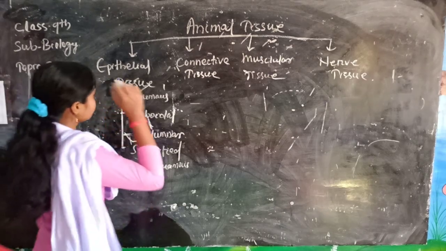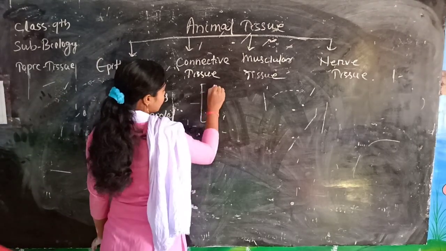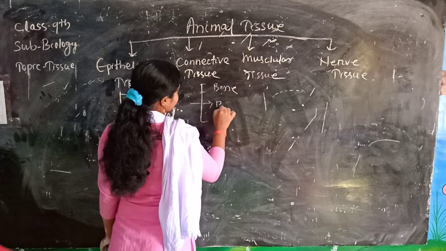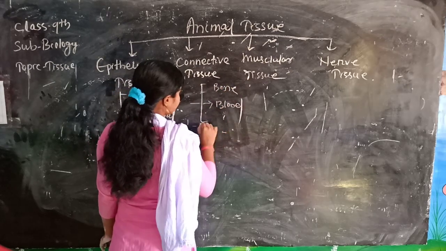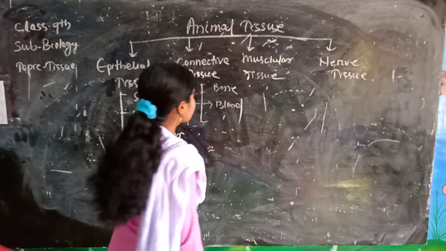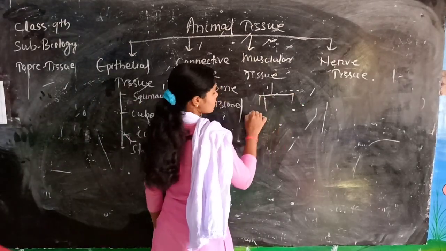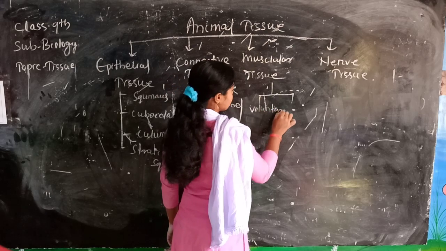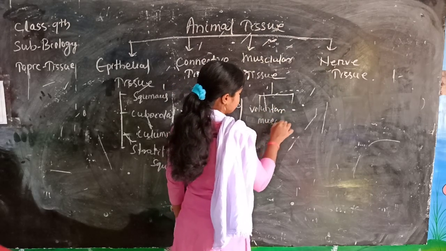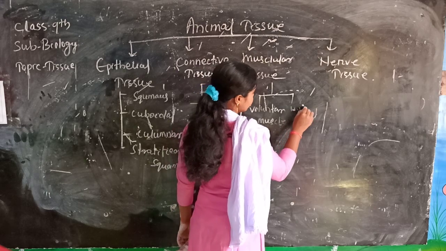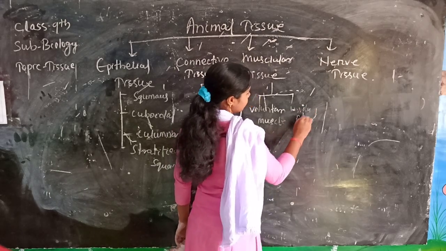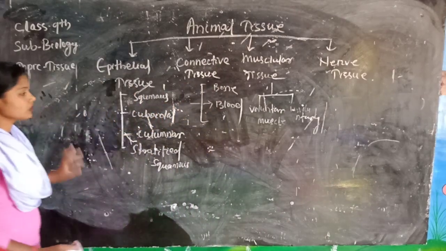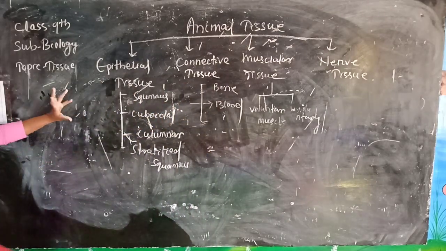Then connective tissue, it is also different types. That means bone, blood, etc. Then muscular tissue, it involves voluntary muscles or involuntary muscles. The last is nerve tissue. Pause this video and know it.